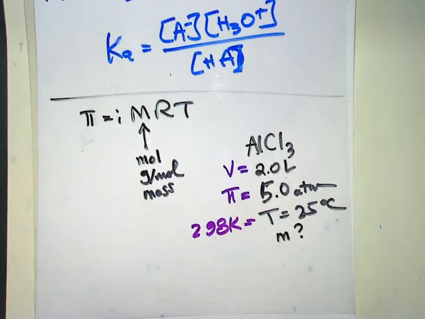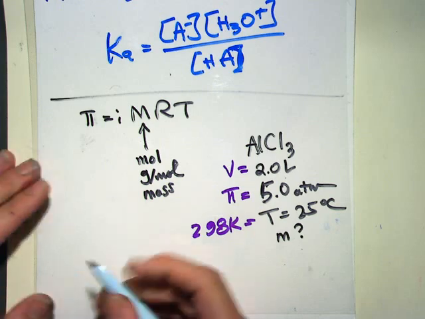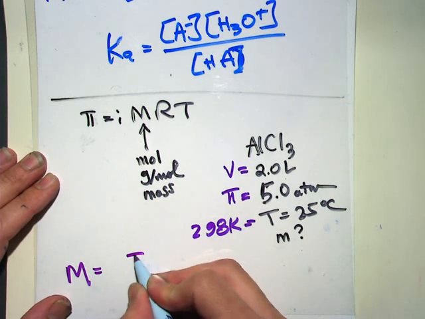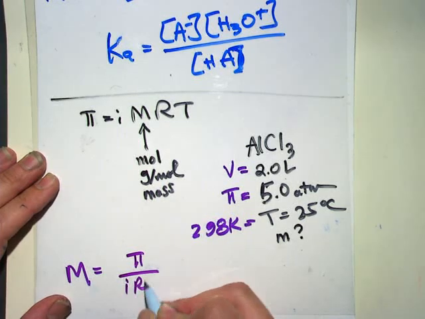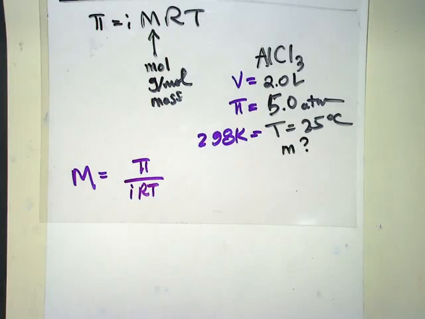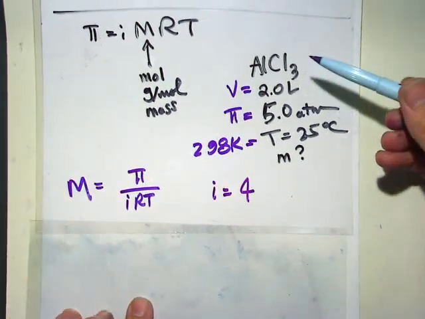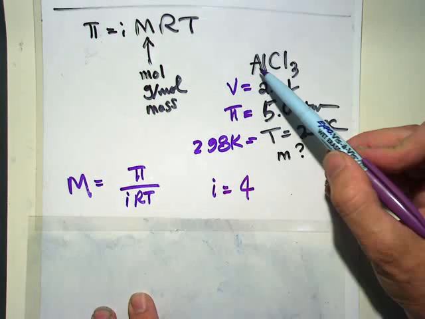This is pi, 5 atmospheres. i was 4. R, 0.08206. Make sure to use the correct one. I'm using this one because it matched for 2 reasons. Really, the main reason is it matches by units. But I know that whenever I use something like the ideal gas law, I'm going to use this R, 298 K.